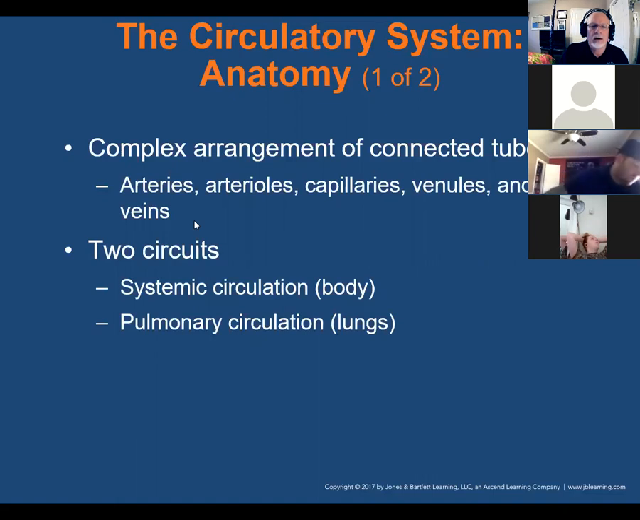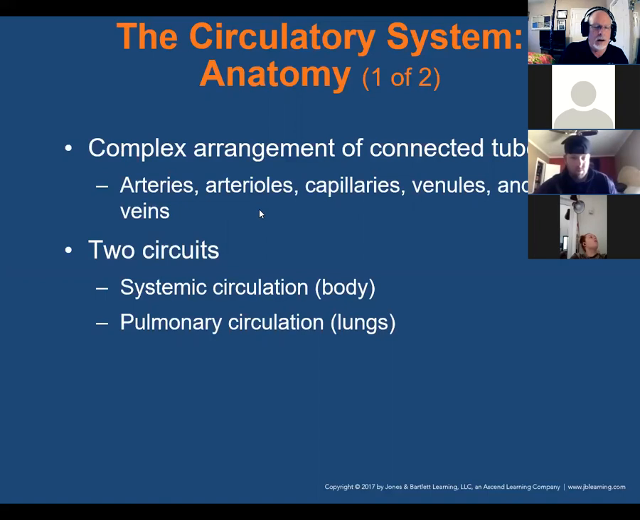Arteries are the largest vessels leading away from the heart. Why do I not say the largest vessels carrying oxygenated blood? Because your pulmonary arteries, which go away from the right side of your heart and go out to the lungs for blood to be oxygenated, carry deoxygenated blood. That's the only arteries in the body that carry deoxygenated blood in normal functioning.